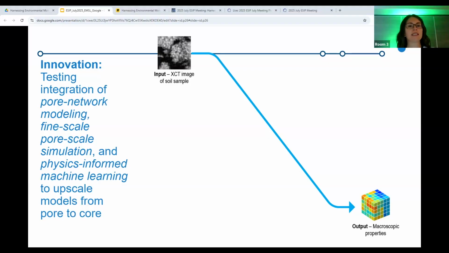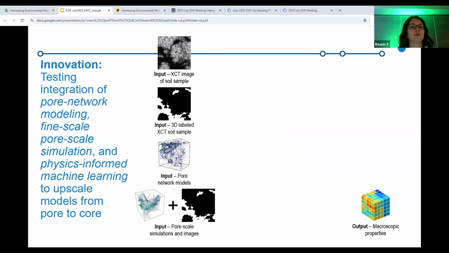So the overall goal is to take this fine-scale soil imaging from XCT images, like you see up here on the top left, and obtain macroscopic soil properties, which is shown at the bottom right, for field or watershed scale science. So the proposal suggested testing the integration of those detailed pore scale simulations, which are very expensive to perform, with approximate but much faster methods known as pore network models, and combining those two to perform an AI-based upscaling.